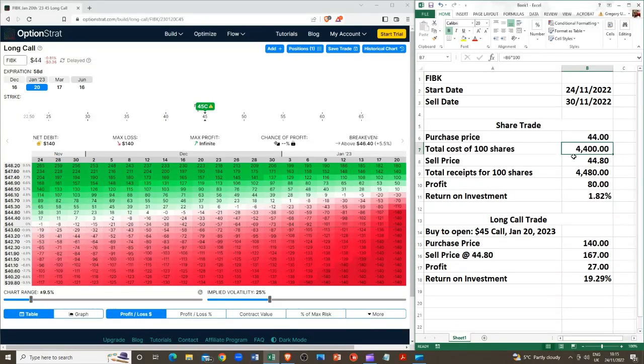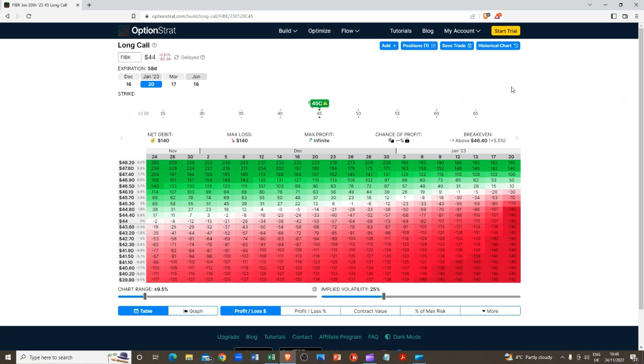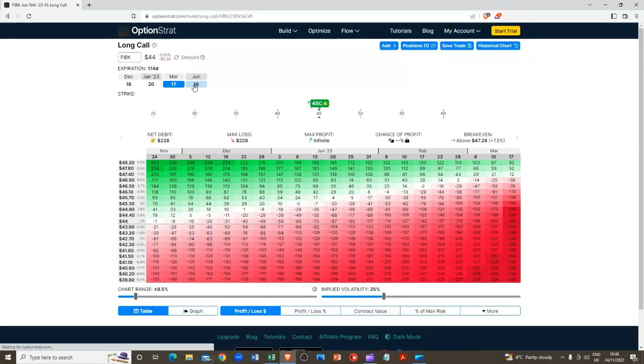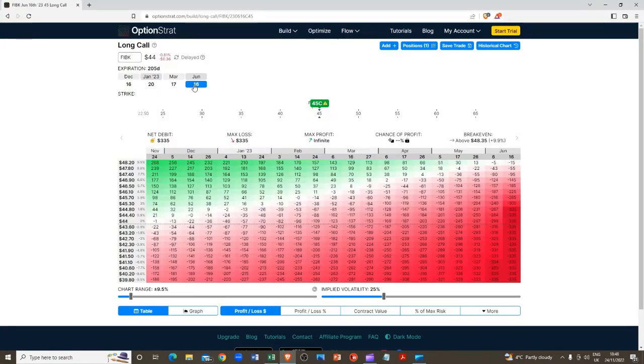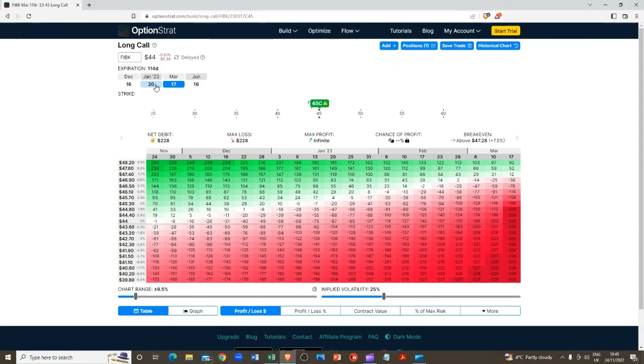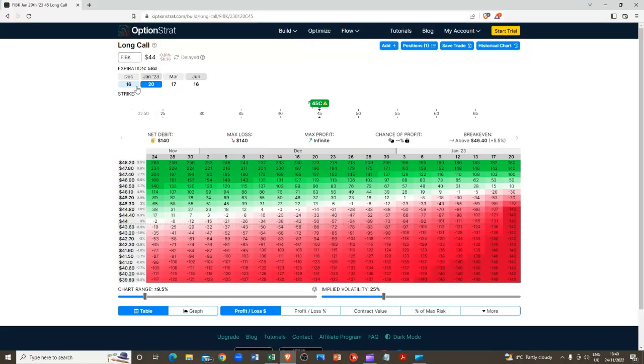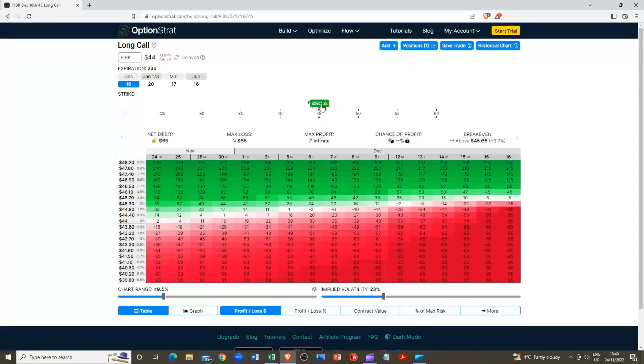You're spending $4,400, and while it is unlikely, you could lose all of that money if FIBK went under after you purchase their shares. Of course, this is the value of the OptionStrat website. It helps you to be able to visualize different scenarios. So, for example, you could look at what would happen if you traded call contracts that expired at later dates. This is the June 16, 2023, the March 17, 2023, the January 20, 2023 call contract expiry date.